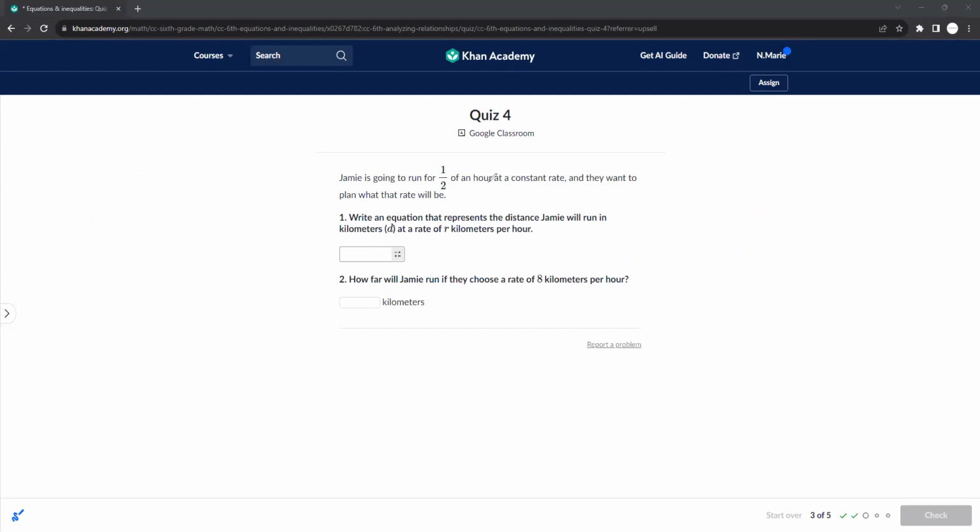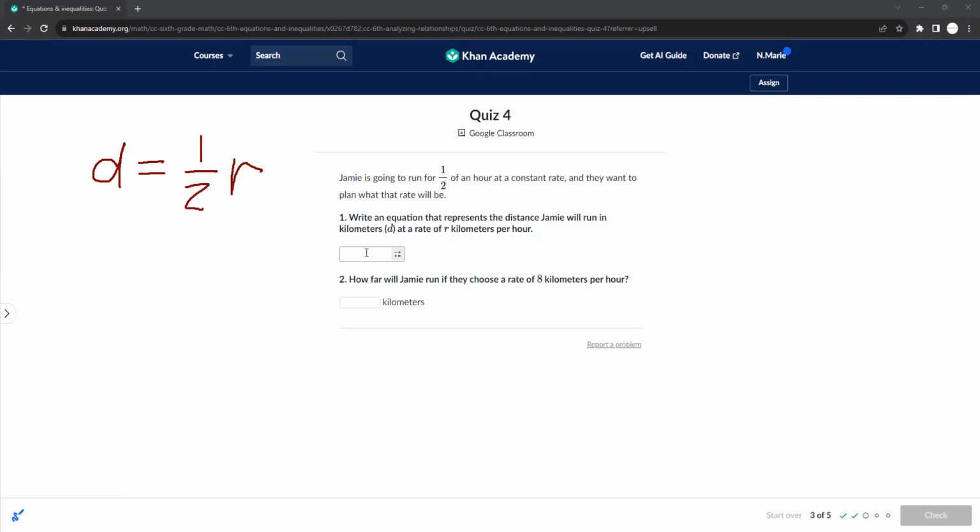Okay, this is a little trickier. This is setting up equations by reading this here. Jamie is going to run for half an hour at a constant rate, and they want to plan what that rate will be. Write an equation that represents the distance Jamie will run. Well, distance is going to be the rate. Write an equation that represents the distance Jamie will run in kilometers d at a rate of r kilometers per hour. Okay, so then half an hour times r.